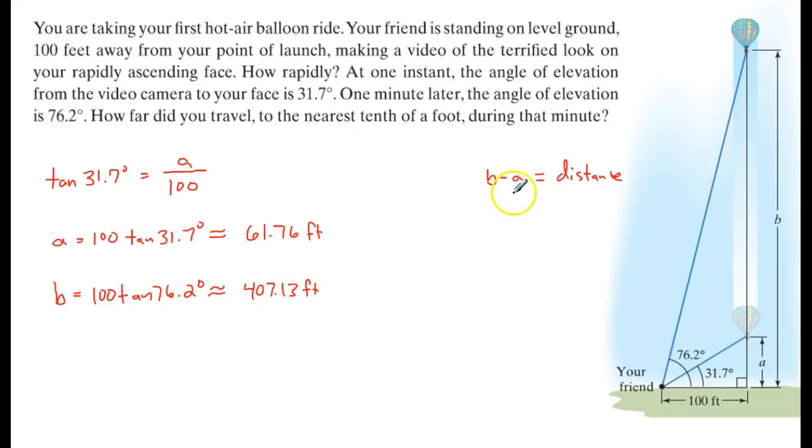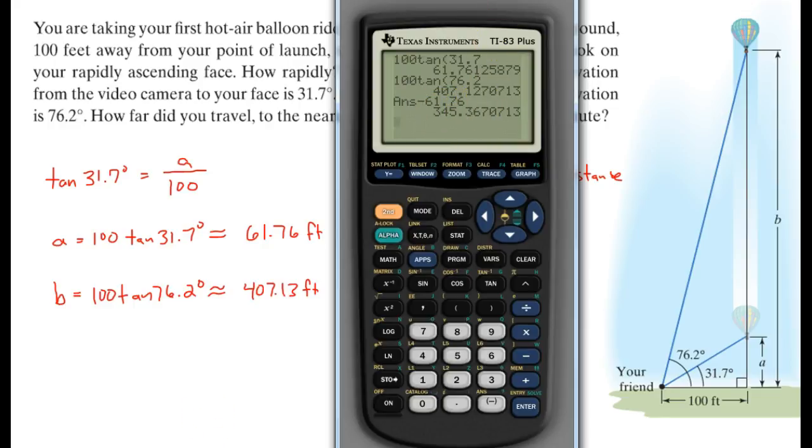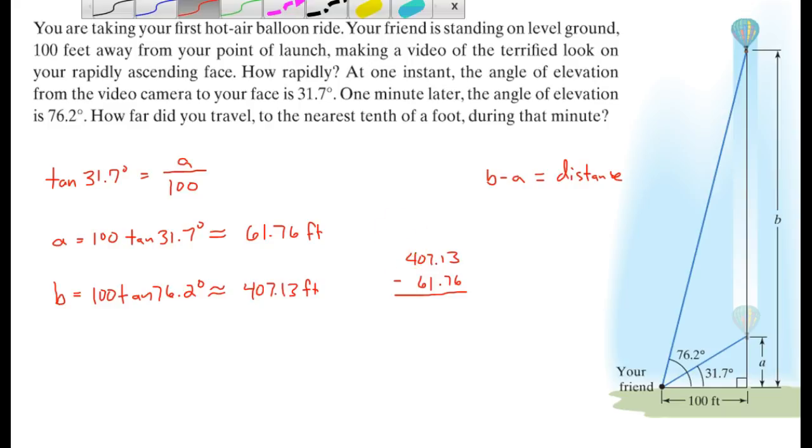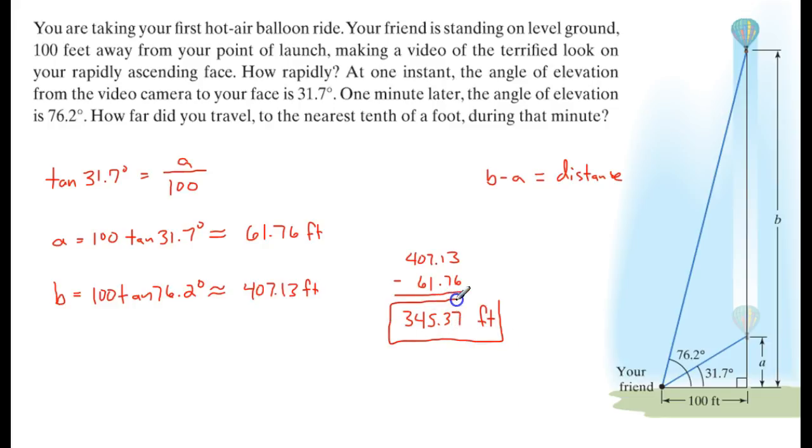And then we want B minus A. We want the 407.13 minus the 61.76. And that'll be our displacement. So 345.37 feet. That's how much I traveled in that 1 minute straight up vertically like that.